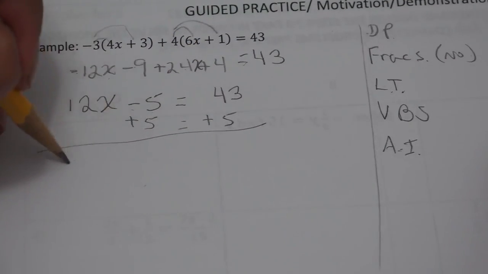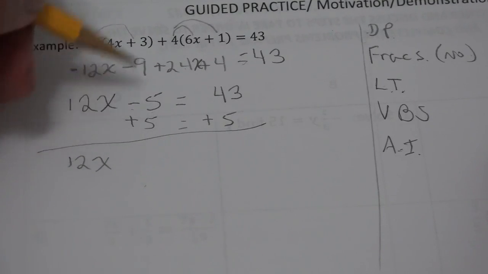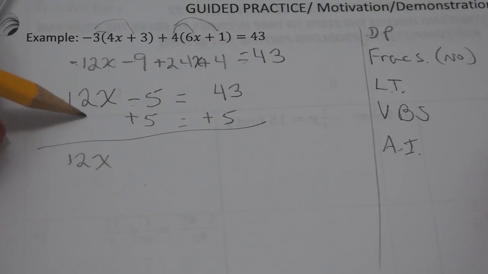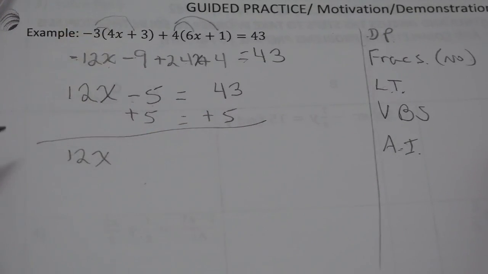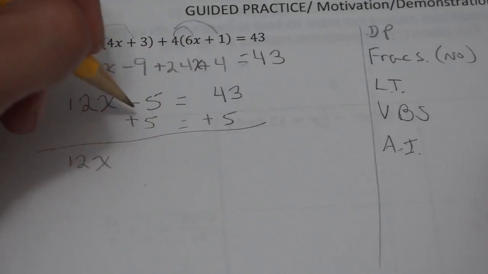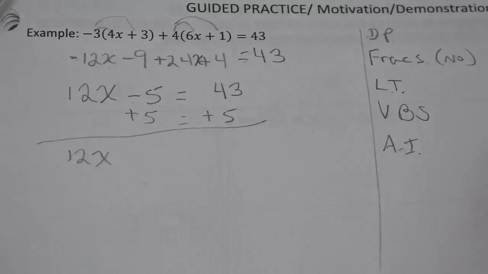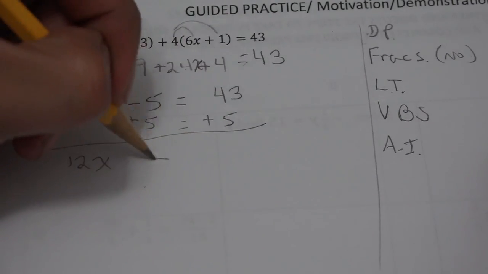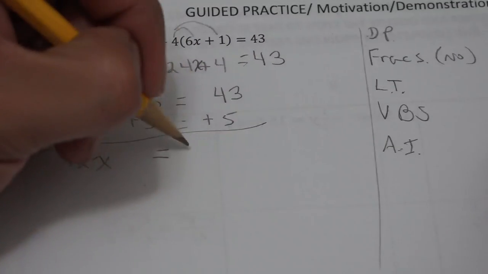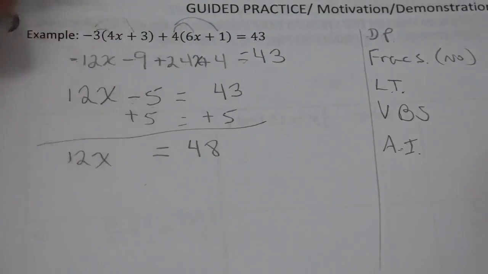All right, so 12x, and remember, don't be trying to add 5 here and then 5 here. You do whatever you do to one side, you do to the other, not to the same side. All right, so negative 5 and positive 5, the idea is to cancel them out. So we're good with that. Bring down the equal sign, and 43 plus 5 is 48.